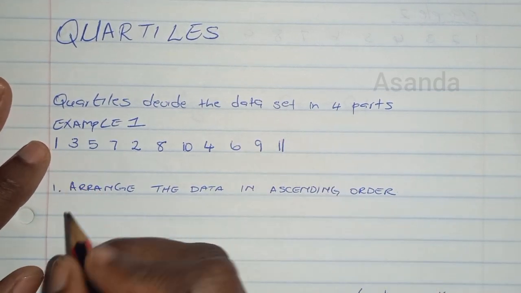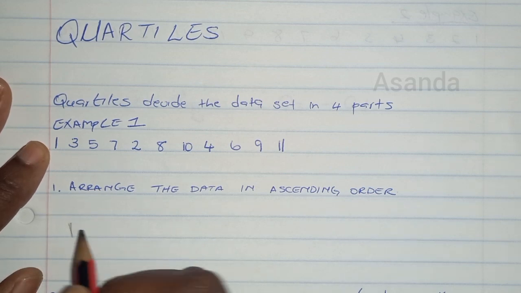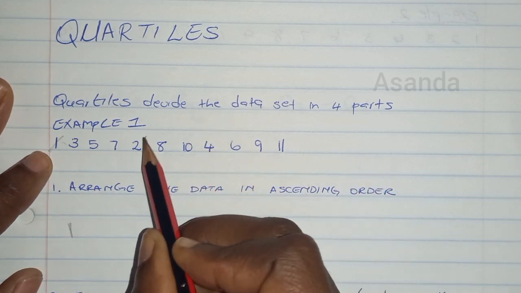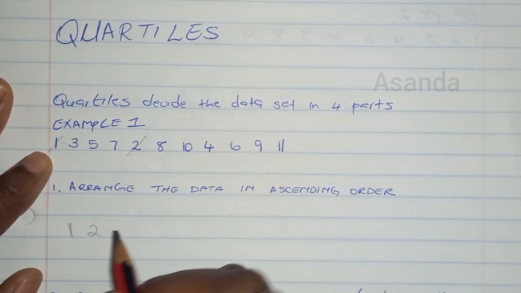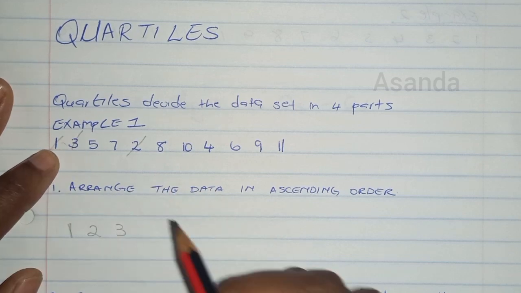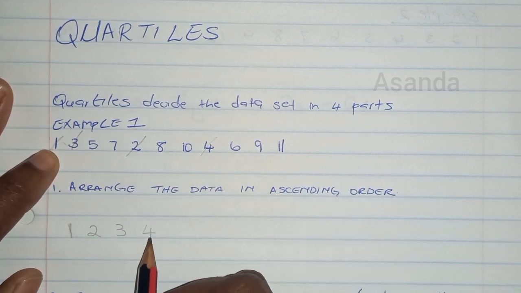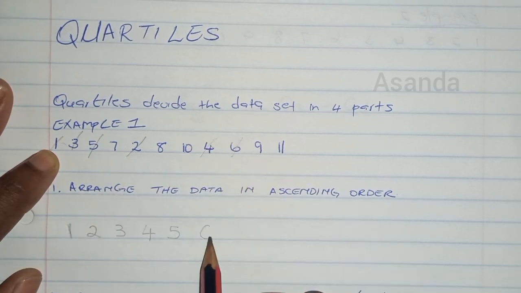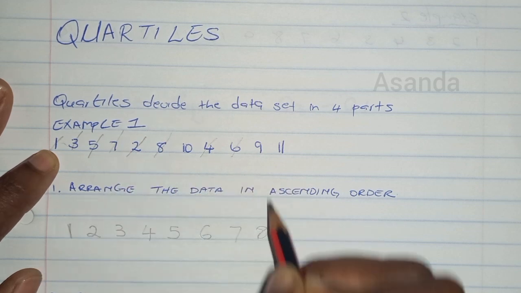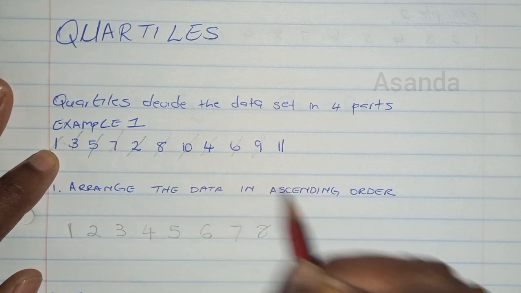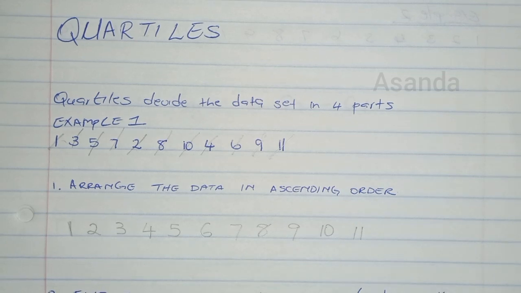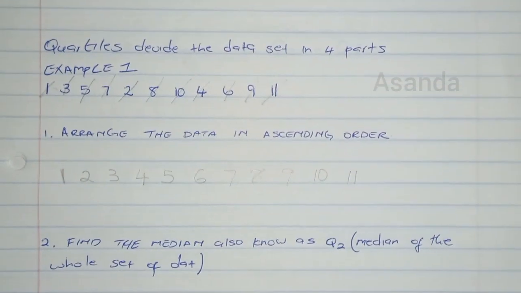The smallest number is 1, so let's write 1 there. And then the next number is 2, and I'm just going to cross it out to make sure I know. So I'm going to write 2, and then 3, then 4, then 5, then 6, then 7, 8, 9, 10, and 11. So that's what we did there. We arranged the data. Now we can go on and find the quartiles.